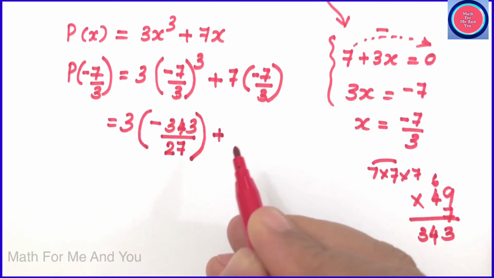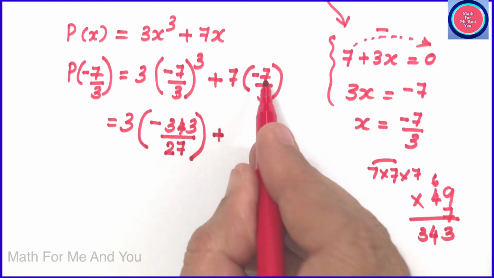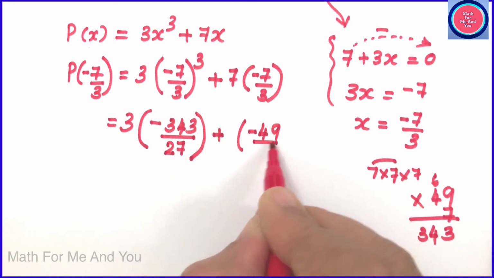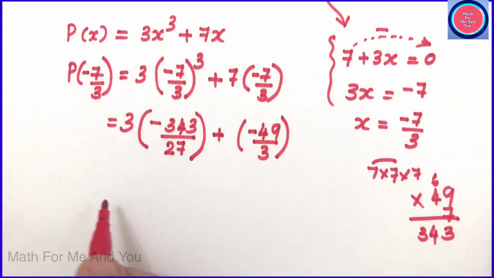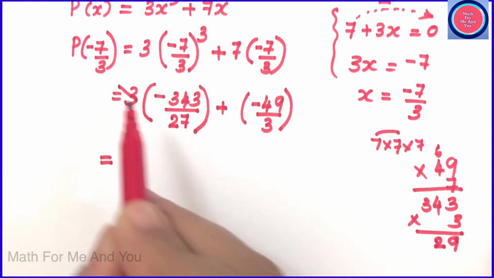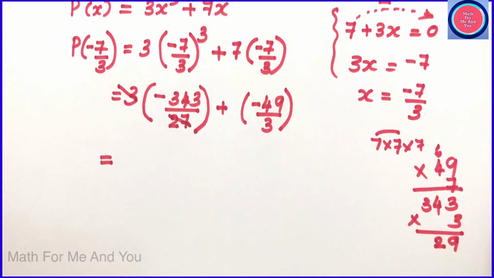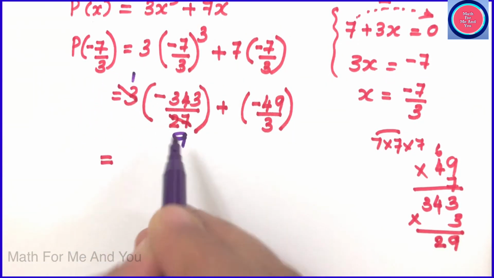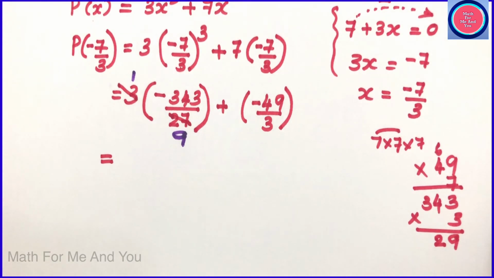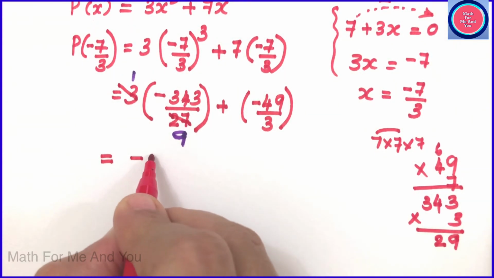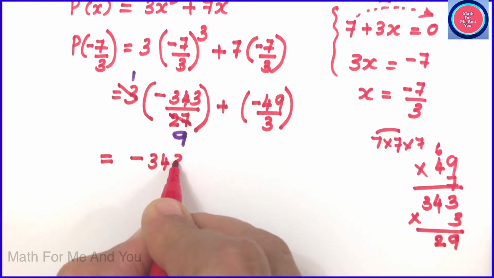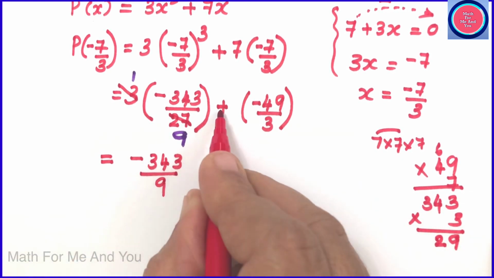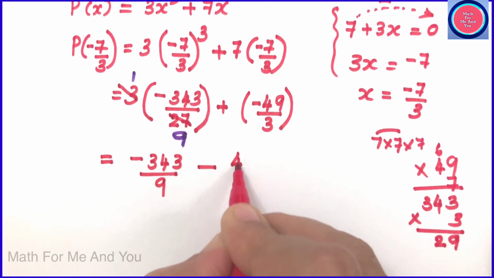Plus, what is 7 times minus 7? Minus 49. Denominator is 3. I am using bracket because it's a negative number. 3 in the numerator and denominator 27 we could cancel. In place of 3 we get 1. 1 times 3 and 9 times 3 is 27. So the first term is minus 343 over 9. Second fraction is plus times minus. It is minus 49 over 3.